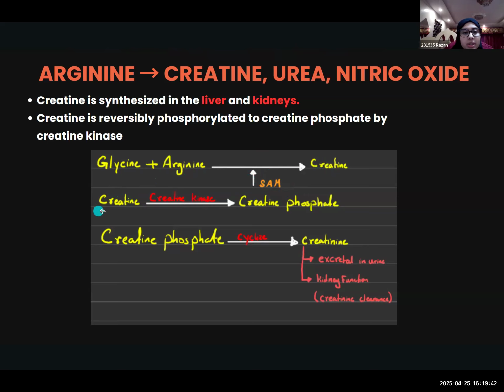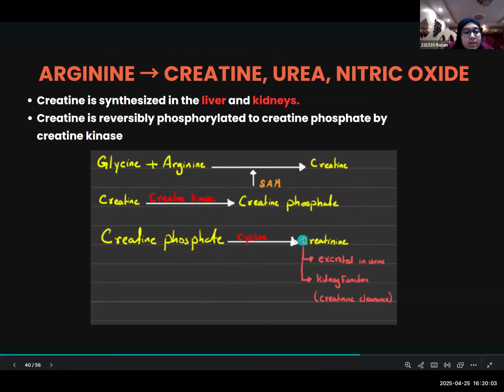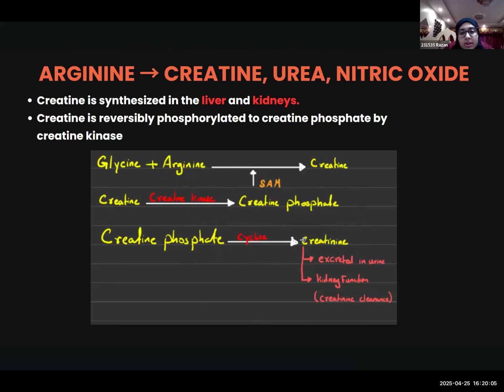Then we get this creatine here, and we want to convert it into creatine phosphate. So which enzyme do we use? We use creatine kinase. This creatine phosphate is going to undergo a cyclization reaction, just going to be in a cyclic shape, and it's going to give us creatinine. This creatinine is excreted in urine, and it's used for kidney function tests.